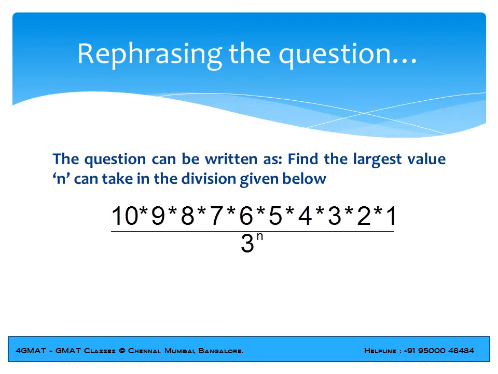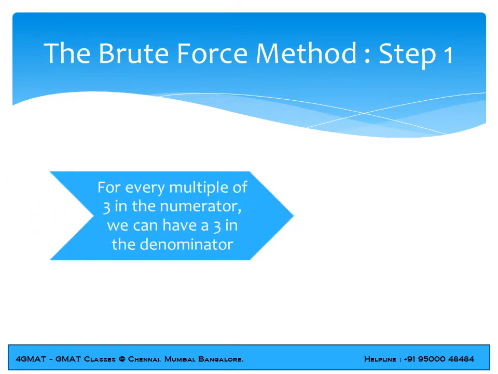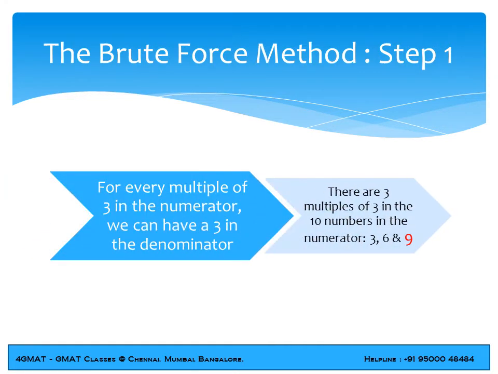Right? A quick analysis will tell us for every multiple of 3 that we find in the numerator, we can actually have a 3 in the denominator. That's the core of our primary method, which is a brute force method of finding the answer. For every multiple of 3, we'll have a 3 in the denominator.